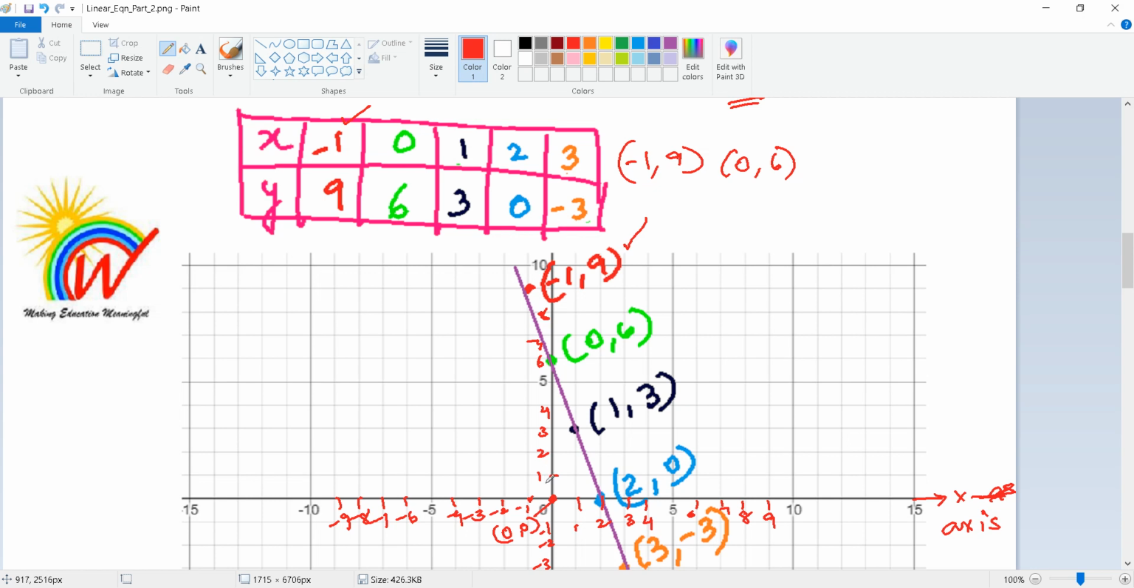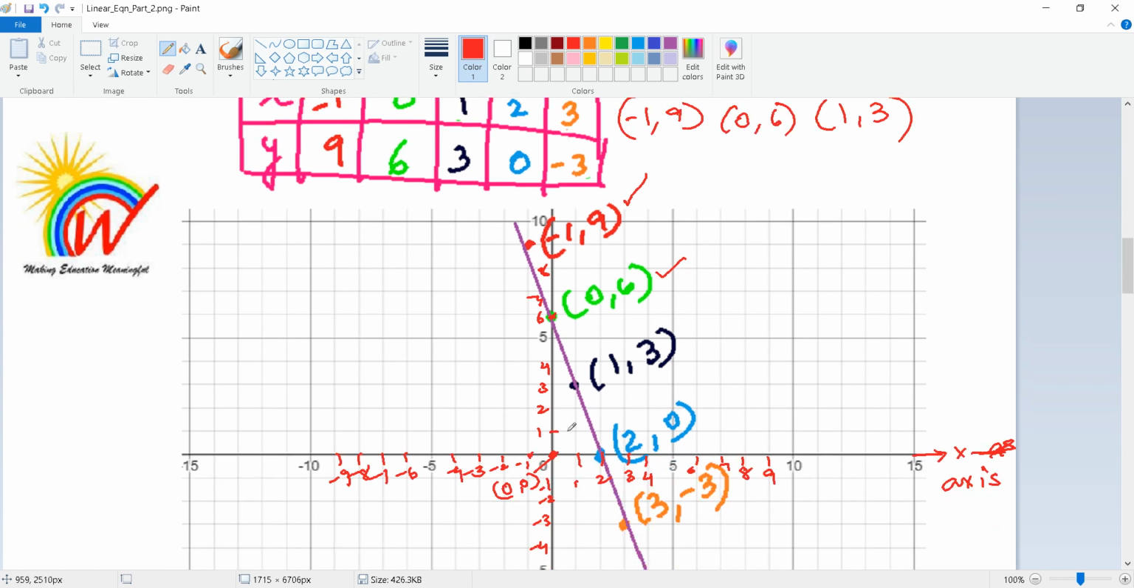So keep your pencil on the 0 on the x-axis, then go up by 6 units on the y-coordinate. So 6 on the y. This is your second point. Now the third point says 1 comma 3. So keep your pencil at 1 on the x-axis and 3 on the y-axis.